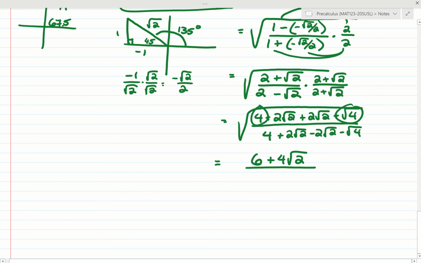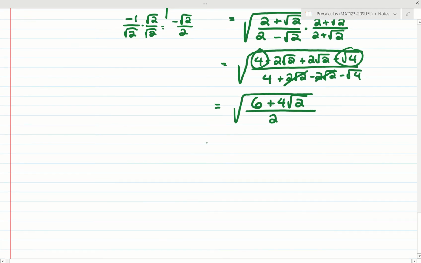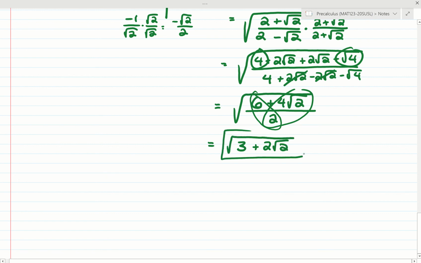And in the denominator, these cancel. 4 minus the square root of 4, or 4 minus 2, is just 2, all inside of the big radical. Now what we could do is divide everything on top by 2, right? So 6 over 2 is 3. 4 root 2 over 2 is 2 root 2. That's inside of the square root. We have no denominator now because we simplified, and that would be our final answer.